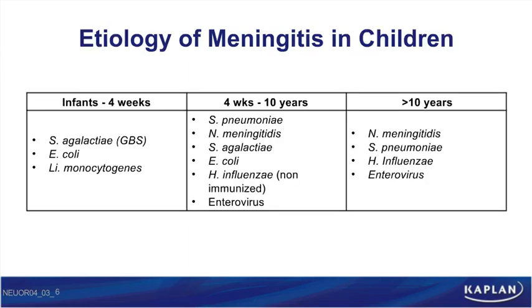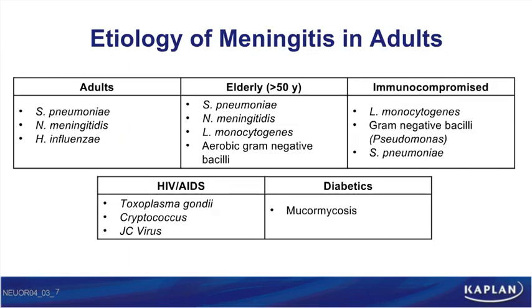This slide lists the organisms responsible for meningitis in different age groups, ordered by epidemiologic frequency. In newborns up to 4 weeks old, the most common cause of meningitis is group B strep, acquired from the mother during or shortly before birth. In children, the most common cause of meningitis is strep pneumoniae, and in older children and young adults in college or group settings like the military, Neisseria meningitidis is most likely.